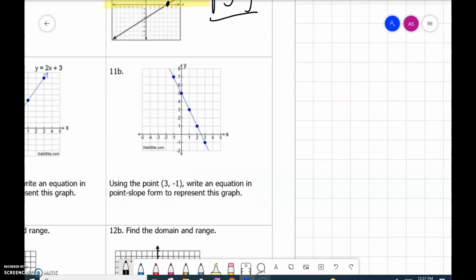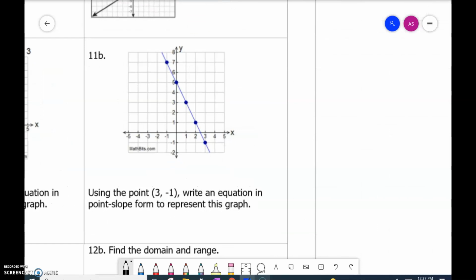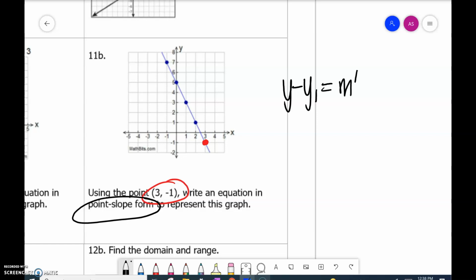All right, 11b. It says using the point 3, negative 1, write an equation in point slope form to represent this graph. So keep in mind, when I'm normally doing point slope form, I can use any point that I want to, but they gave me a specific point, which is right here on the graph. So let's recall point slope form, which again, you have on your formula sheet. That's going to be y minus y1 equals m times x minus x1.